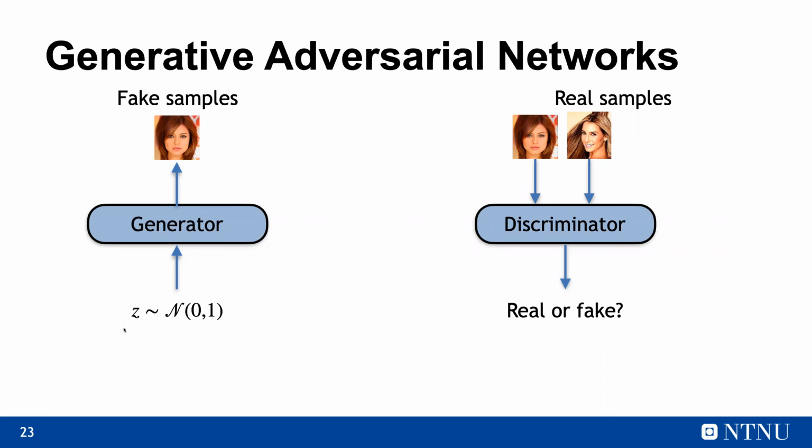In our case, we want to have a conditional GAN where we input the surrounding of the face at the same time as this random noise. And this is also fed into the discriminator.